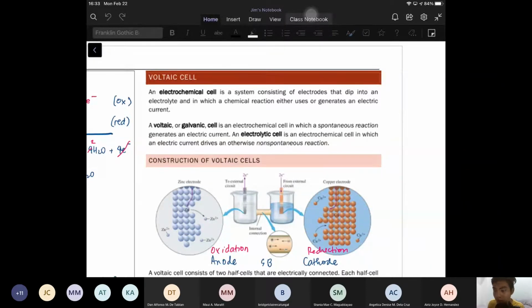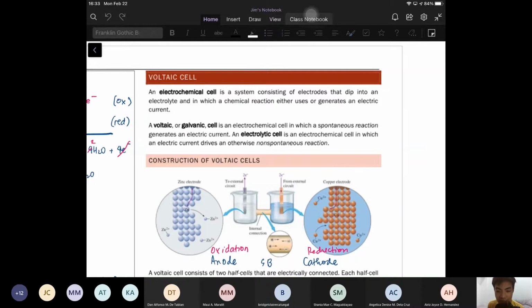Okay. So just last time, in our asynchronous discussion, there are two types of electrochemical cell. When we say electrochemical cell, we have two solutions wherein electrodes dip into them. When you dip the electrodes into them, they can either generate electricity or use electricity to allow non-spontaneous reactions to happen. So we have two types of electrochemical cell.